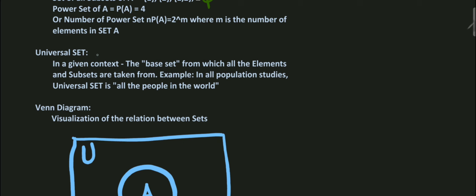Then comes the universal set. In any given context, whatever sets and subsets we extract from a base set, that base set is called the universal set. In all population studies, the universal set is all the people in the world. Hope you get the idea now. Let's say if you are talking about colors, like what are the possible colors, then the entire spectrum of colors in the visible spectrum becomes the universal set.